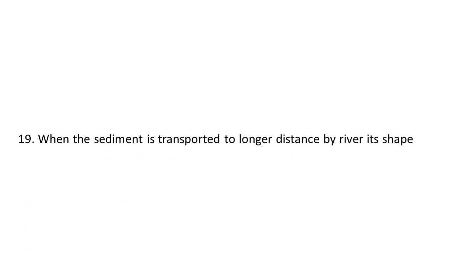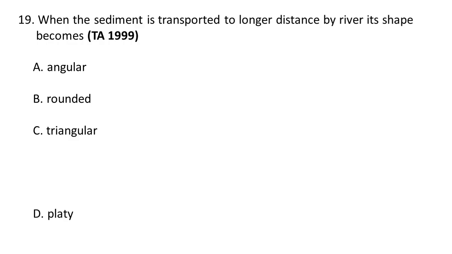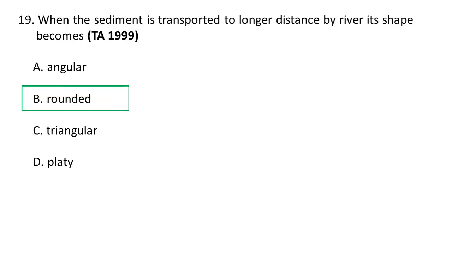Next question. When the sediment is transported to longer distance by river, its shape becomes A, angular, B, rounded, C, triangular, D, platy. It's also a simple question. When the sediment is transported to longer distances by river, its shape becomes rounded. So B, rounded, is the correct option.